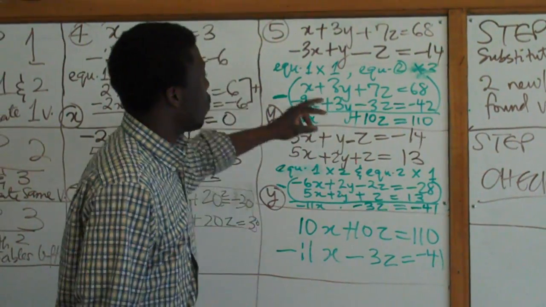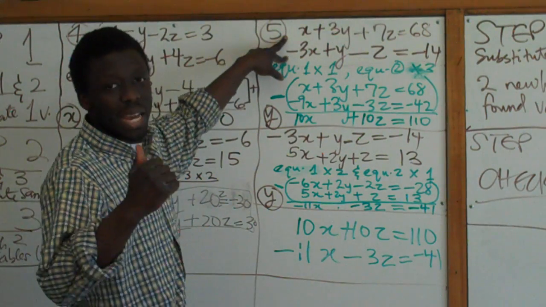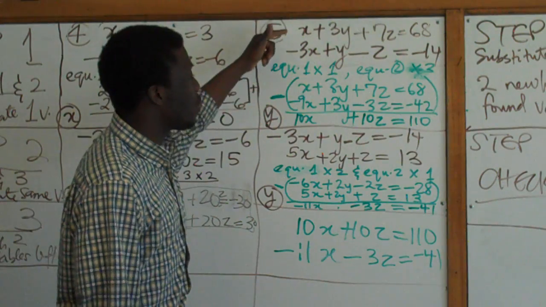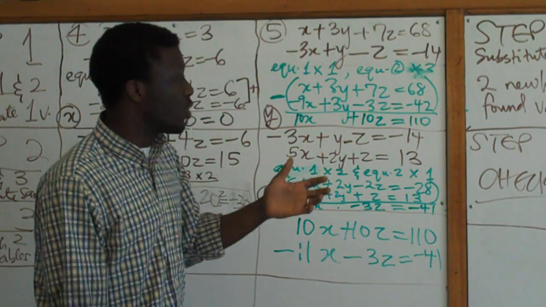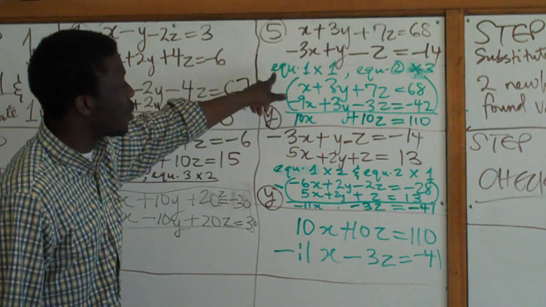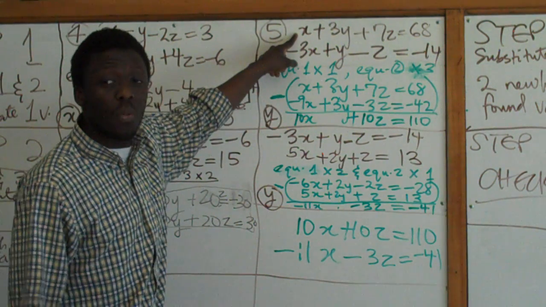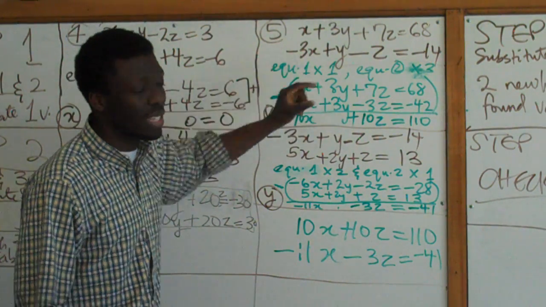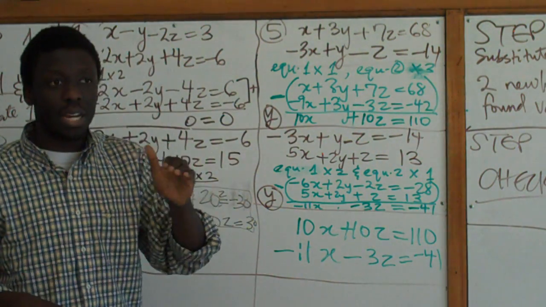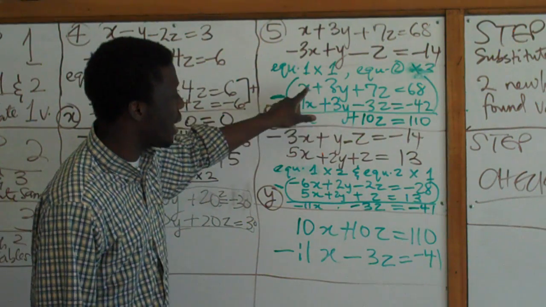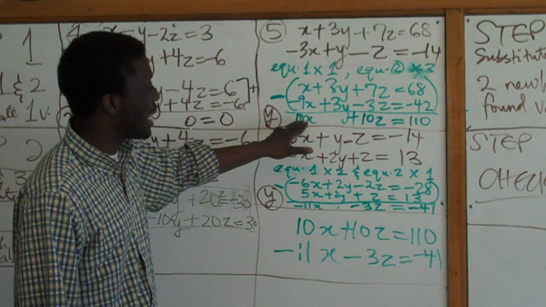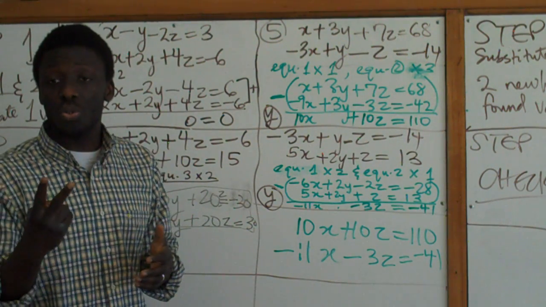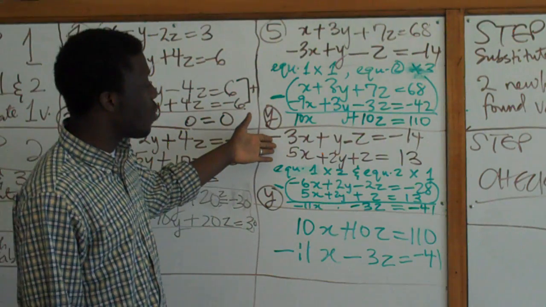Step 1. We take the first 2 equations and we're going to eliminate a variable. The variable we've chosen to eliminate is y. So all we do is we use the method of elimination to get rid of y. And so we multiply the first equation by 1 and we multiply the second equation by 3. That helps us to have the same coefficient for y in the first and second equation. So we have 3y and 3y. So 3y minus 3y is 0. So we get 10x plus 10z is equal to 110. That's all that is left. Only 2 variables are left. Then we move on to the next step.